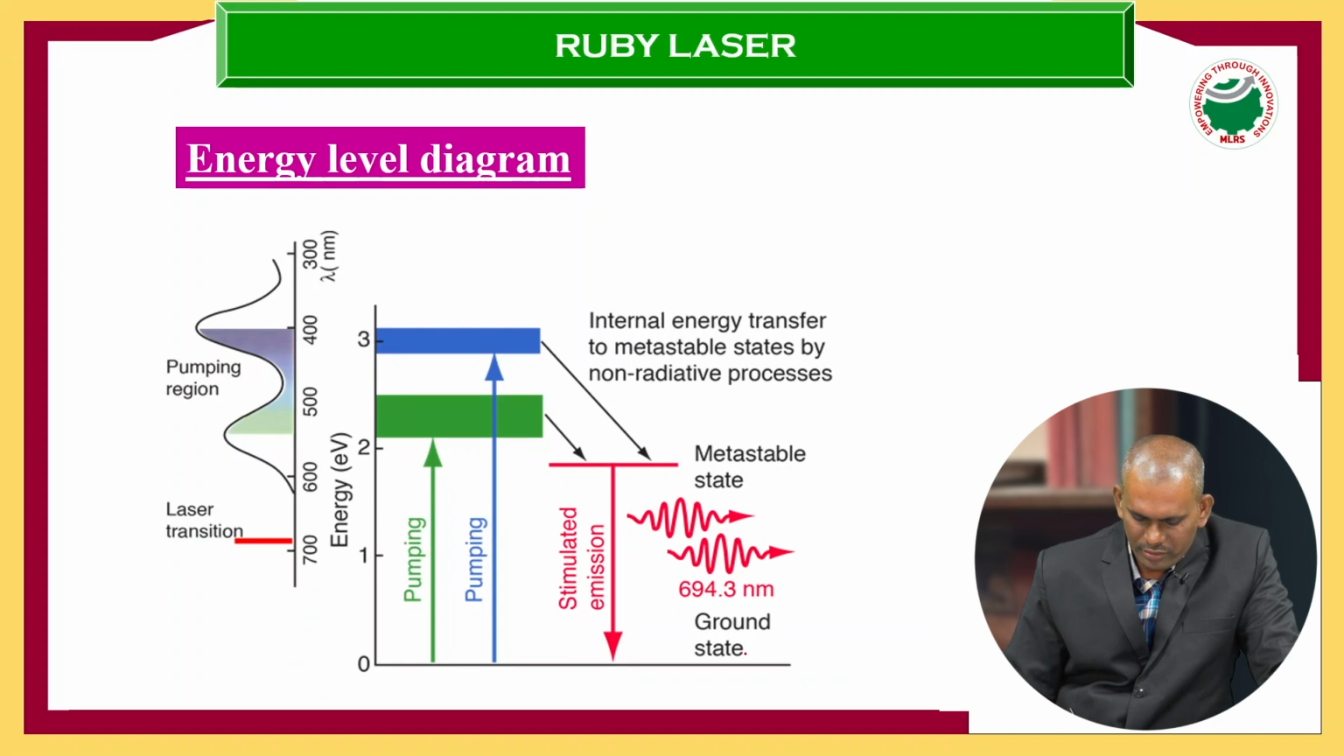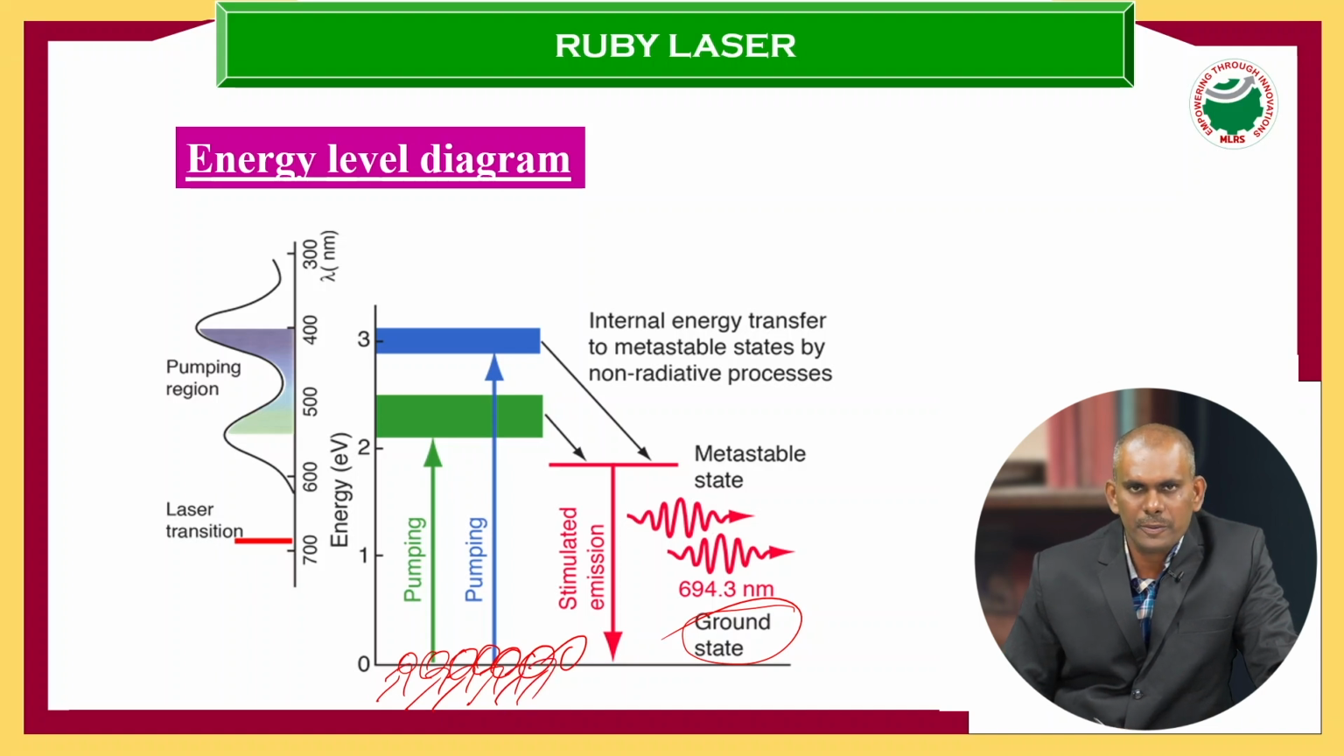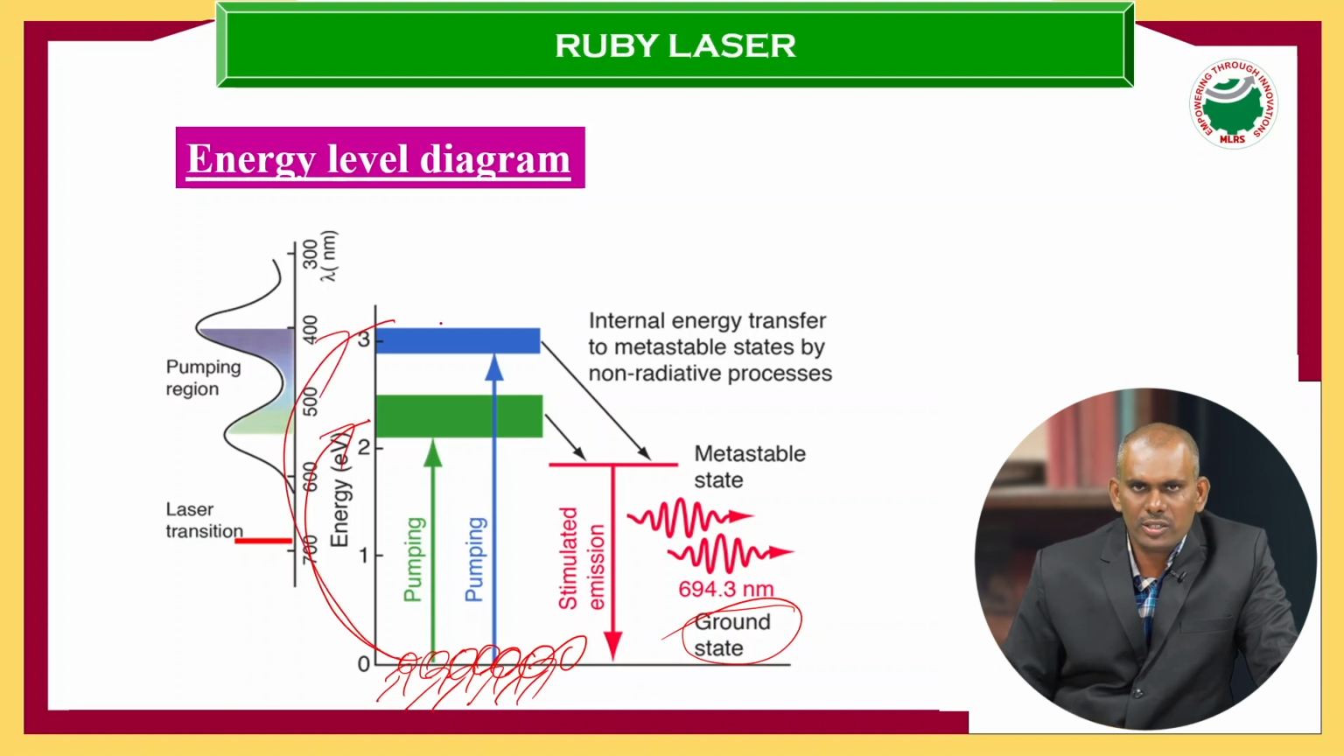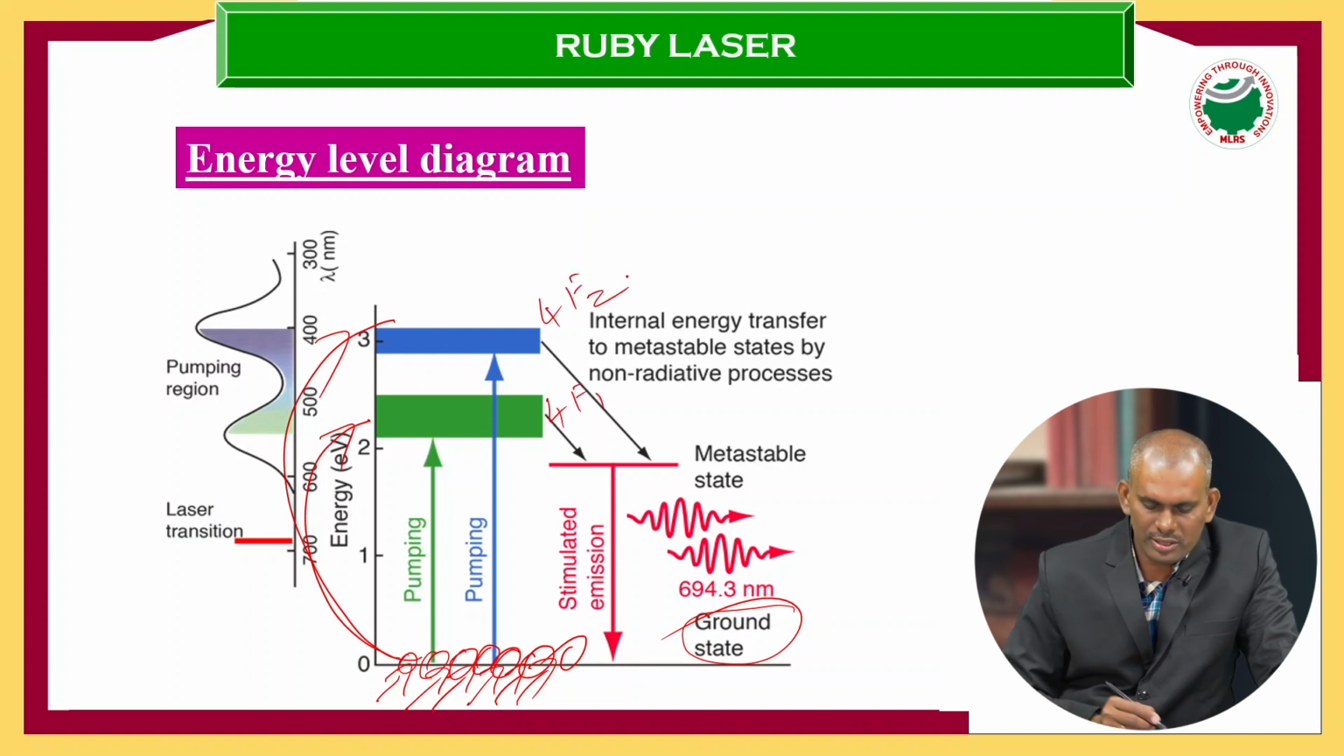First, this is the ground state. Initially the atoms are present in the ground state here. Whenever we provide some external energy, in ruby laser how do we provide external energy? In the form of light. When you switch on the flash lamp, the light is incident on the ruby rod, and the chromium particles present in the ruby rod absorb these photons and excite from lower energy levels to higher energy levels like this. So these two are the lower energy level and higher energy level, 4F1 and 4F2 are the energy level names.